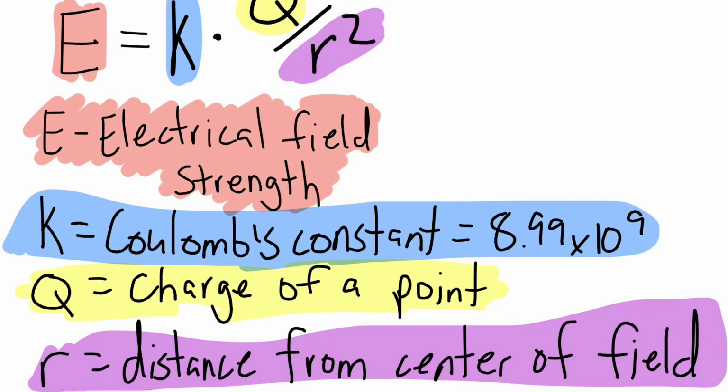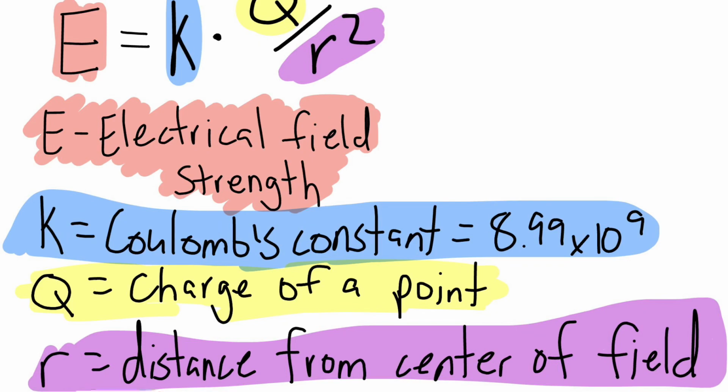Q is the charge of the point. In this case, it's the blue point that we saw in our earlier graph that was being pushed around by the electric fields. And R is the distance from the center of the field, which would be the distance that blue point is from the center of any of the fields acting upon it.